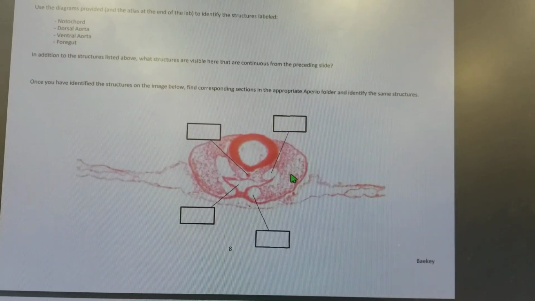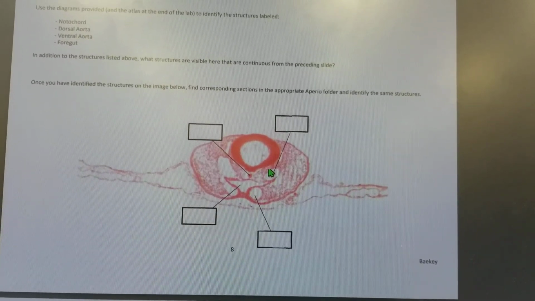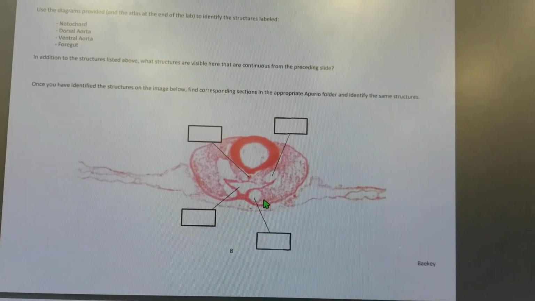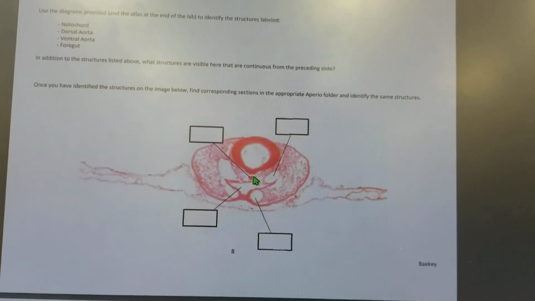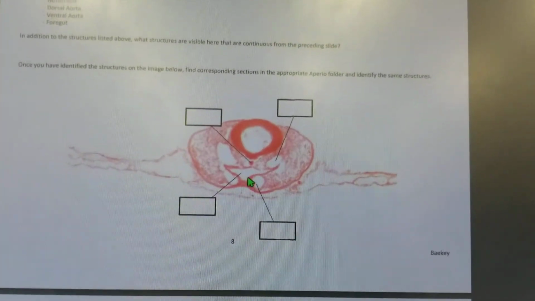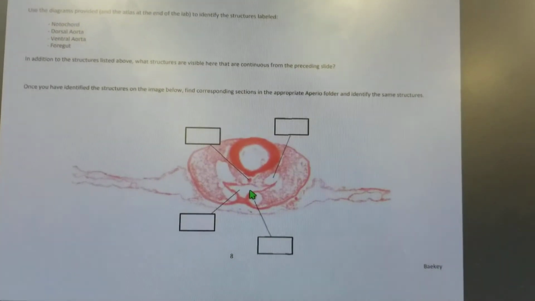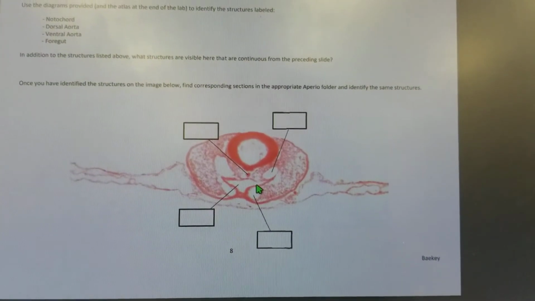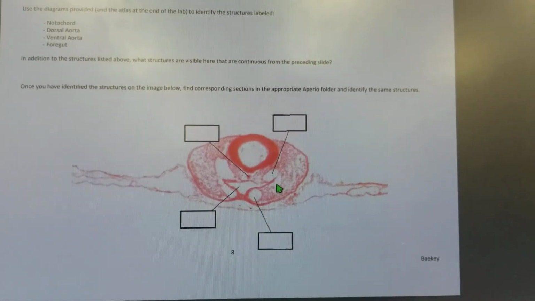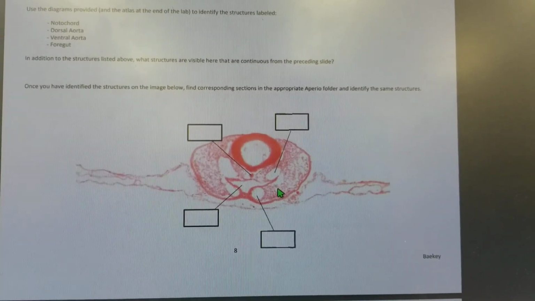So here we can say this is dorsal aorta, and this is ventral aorta, because it's ventral to the notochord, and then this is going to become the foregut. Now remember, we have a heart that's going to appear in caudal sections, and the aorta is going to come off the heart.